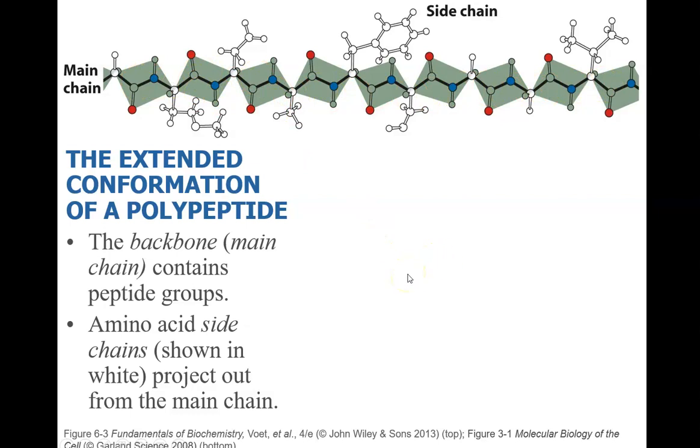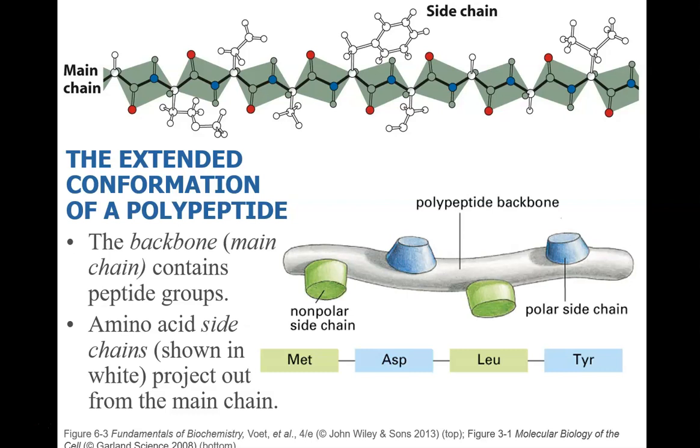So the main chain, or the backbone, contains the peptide groups, and the amino acid side chains project out from the main chain. Another way to show this, maybe more simply, is this gray tube right here contains all the peptide groups, and then these little bumps right here are the amino acid side chains. So this is the tetrapeptide that we drew in the beginning of this talk.